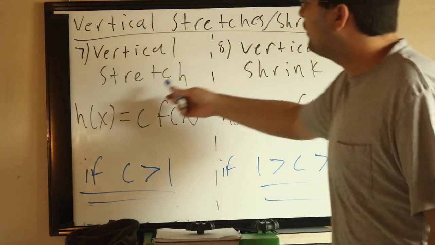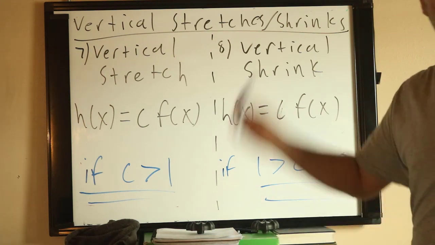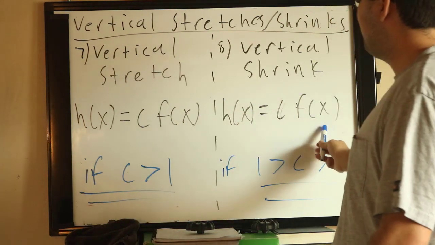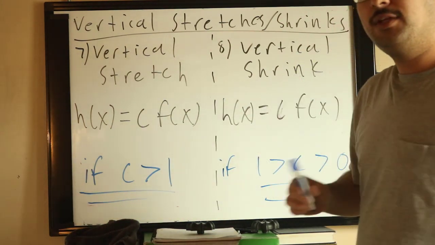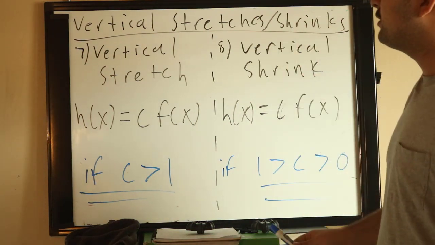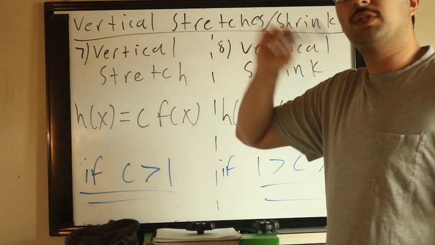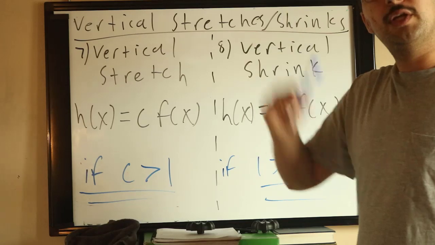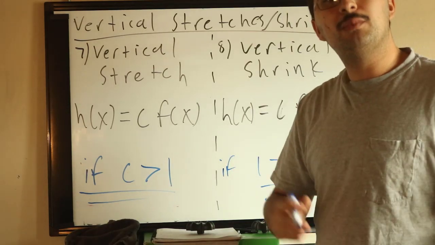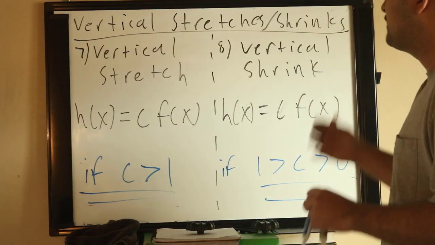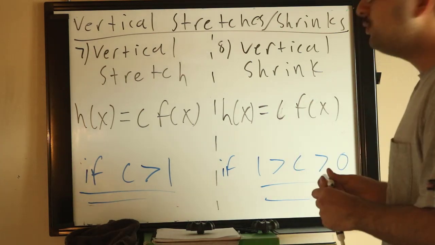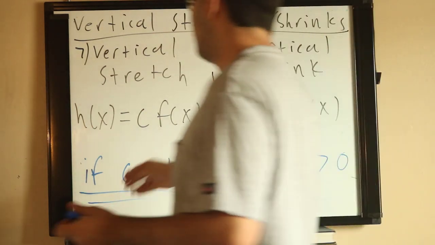So both vertical stretches and shrinks are the results of multiplying our function by a constant value c, but the difference between them is that you get a stretch when the constant is bigger than 1, and you get a shrink when the constant is between 1 and 0. So these are the last two types of transformations, and we'll do 2 quick examples just to end today's video.